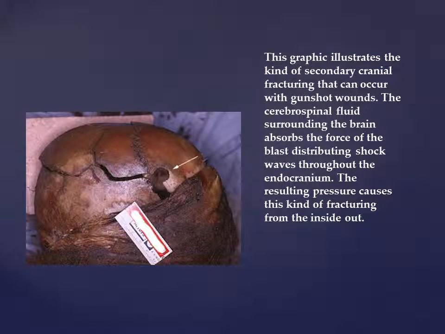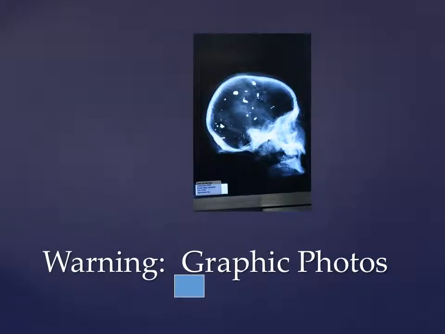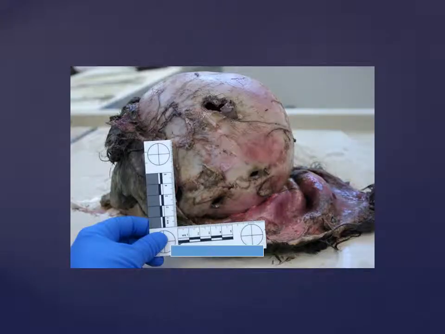And this is an interesting case where somebody got shot in the head, but it actually fractured their whole skull. So again, this shows you what's characteristic of an entrance wound. And here comes the graphic photos. So if someone had been shot in the head, you'd see an x-ray like this. And you'd see the pieces of metal in the skull.